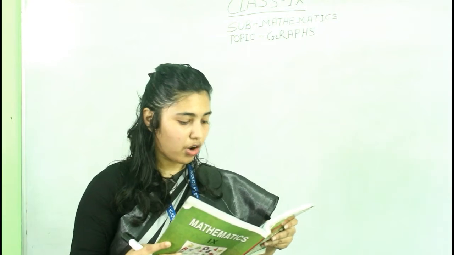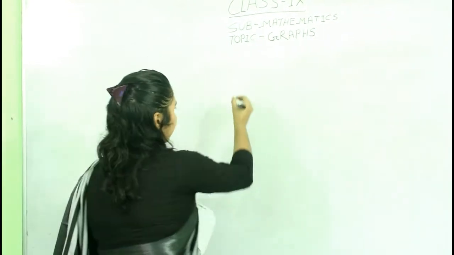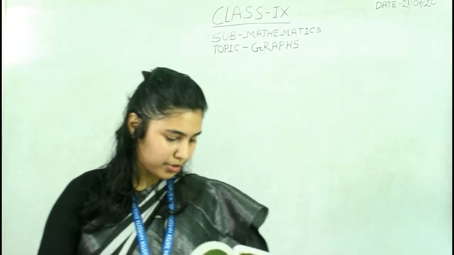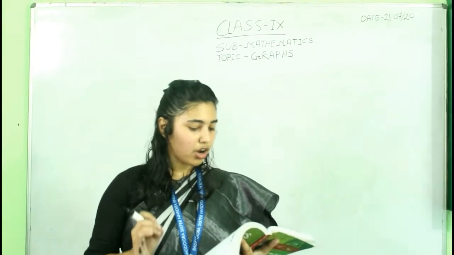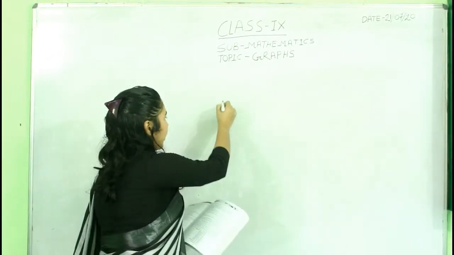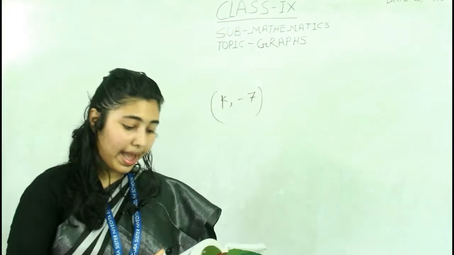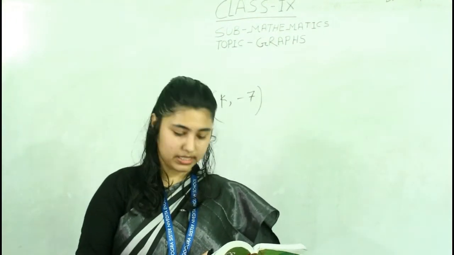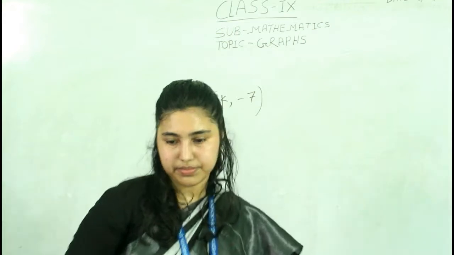Find the equation of a straight line passing through this point (k, minus 7) and parallel to the x axis. So what does it mean, parallel to the x axis?